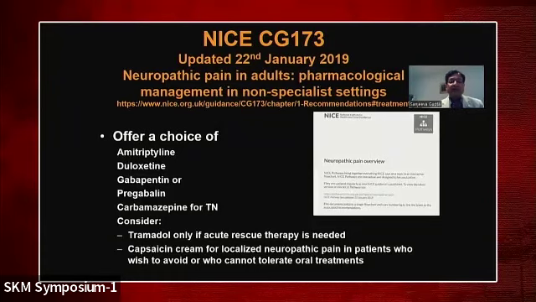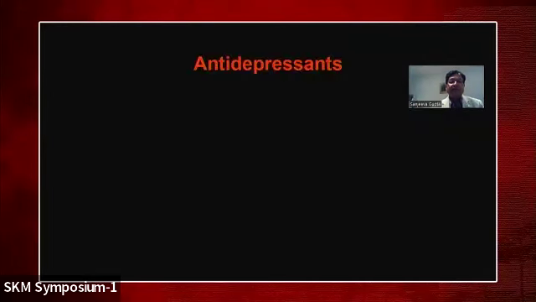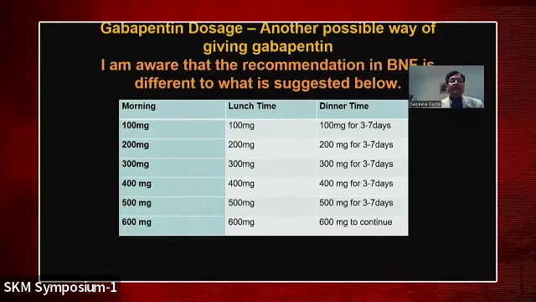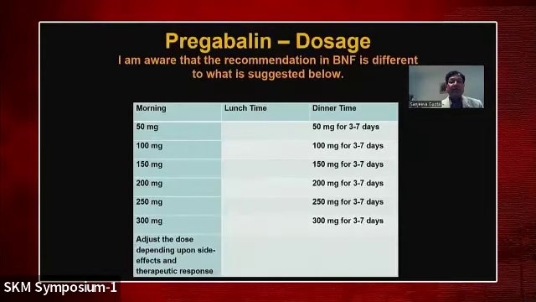Capsaicin cream for localized neuropathic pain in patients who wish to avoid or who cannot tolerate oral medication can be considered. Antidepressants, just be careful when you use tricyclic antidepressants for patients with irregular heartbeat, glaucoma, or prostate problems. Gabapentin, I normally start at a low dose and then gradually increase the dose slowly and leave the patient to see how much they need and adjust the dose accordingly.